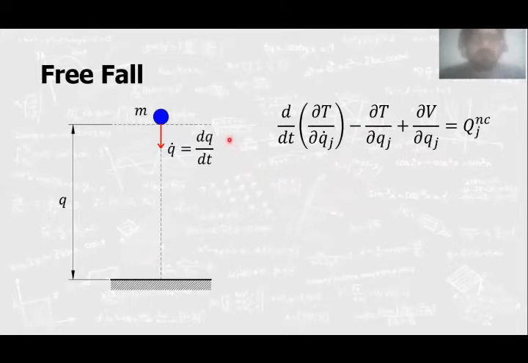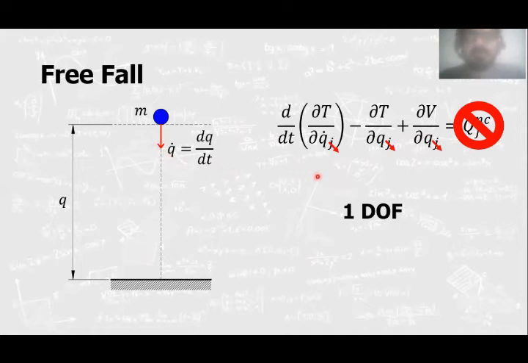Now, let's take an example. The example is free fall. There is an element with mass and a velocity that is represented by q dot, and q is the position with respect to the ground. The ground is the reference position. Here we have the Euler Lagrange equation, but we only have one degree of freedom. So in the equation, this subindex is eliminated.